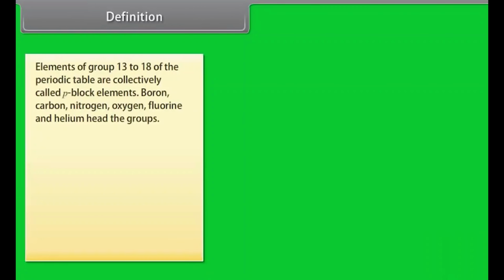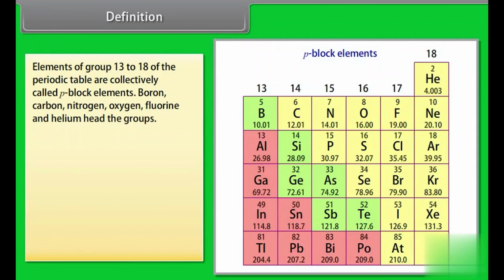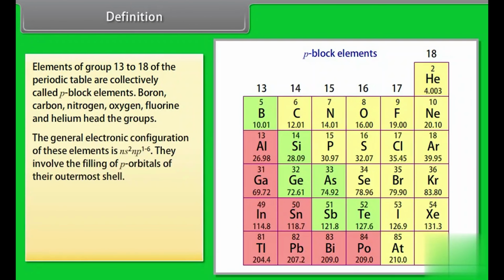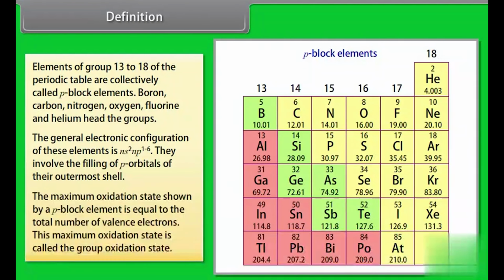Definition. Elements of group 13 to 18 of the periodic table are collectively called P block elements. Boron, carbon, nitrogen, oxygen, fluorine and helium head the groups. The general electronic configuration of these elements is ns2np1-6. They involve the filling of p orbitals of their outermost shell. The maximum oxidation state shown by a P block element is equal to the total number of valence electrons. This maximum oxidation state is called the group oxidation state.